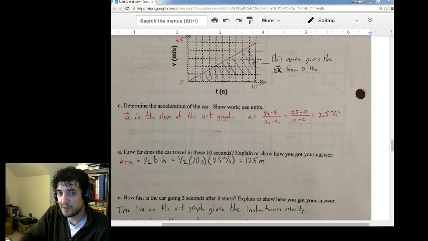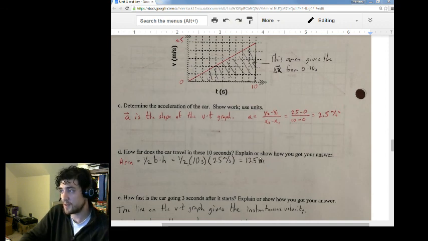This is a triangle. The area of a triangle is 1/2 base times height. Base we're interested in is the time from here, there. That's 10 seconds. The height of the triangle, from 0 to 25 meters per second. That's a height of 25 meters per second. Multiply through, you get 5 times 25, which is 125 meters. Again, the key here, displacement is the area between the velocity time graph and the t-axis.